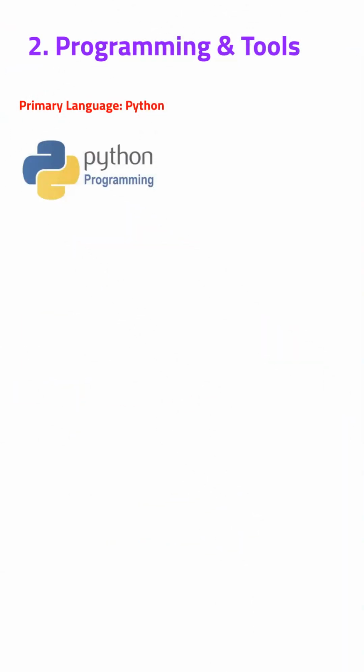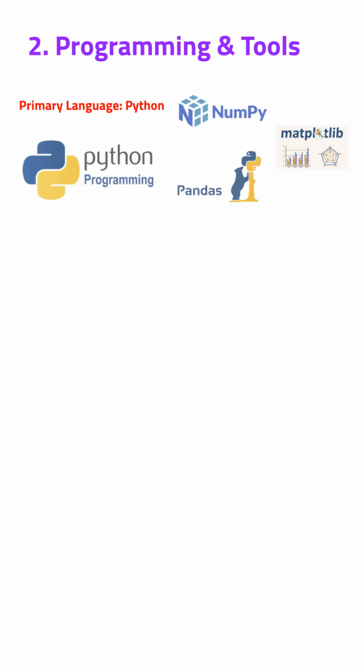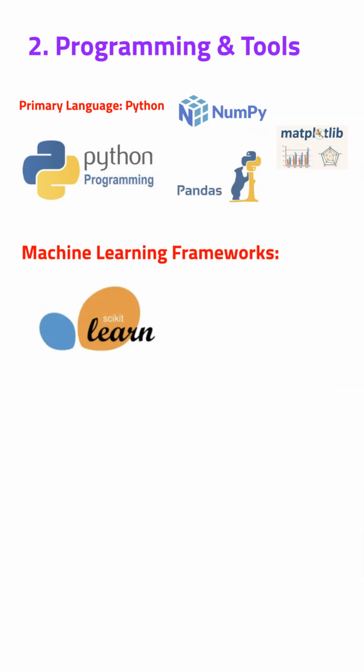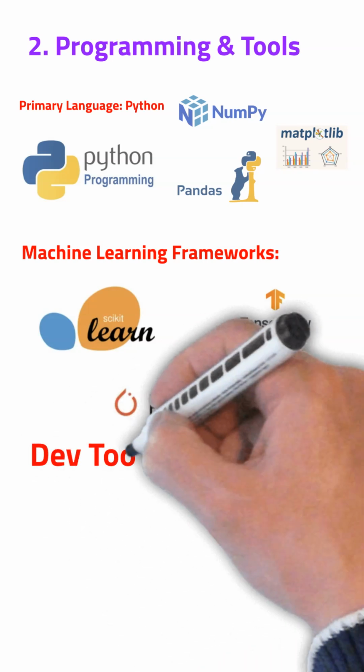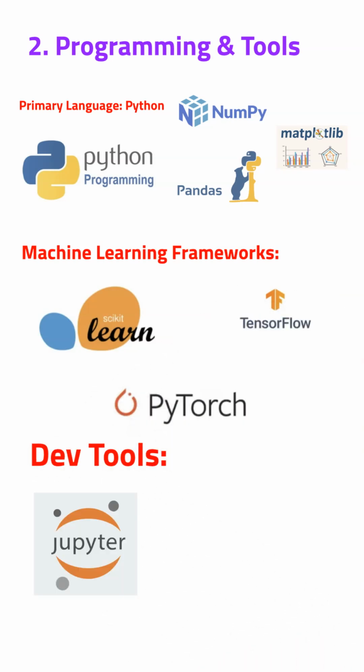Second one, programming and tools. Python is the primary language for AI, which includes libraries like NumPy, Pandas, Matplotlib, and machine learning frameworks like scikit-learn for ML and TensorFlow, PyTorch for deep learning. Development tools like Jupyter Notebook, Git, or Docker.